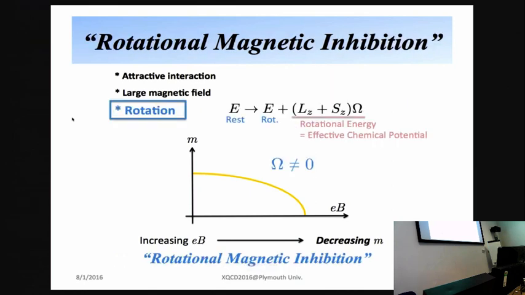Based on the usual discussion of magnetic inhibition, we expect magnetic inhibition by rotation. Because if you have rotation, then the energy dispersion is shifted by this value, which is the rotational energy. We can consider this shift as an effective chemical potential. So in this sense, in a rotating system, magnetic inhibition is realized. We named this novel phenomenon rotational magnetic inhibition. In later parts, we discuss this novel phenomenon.